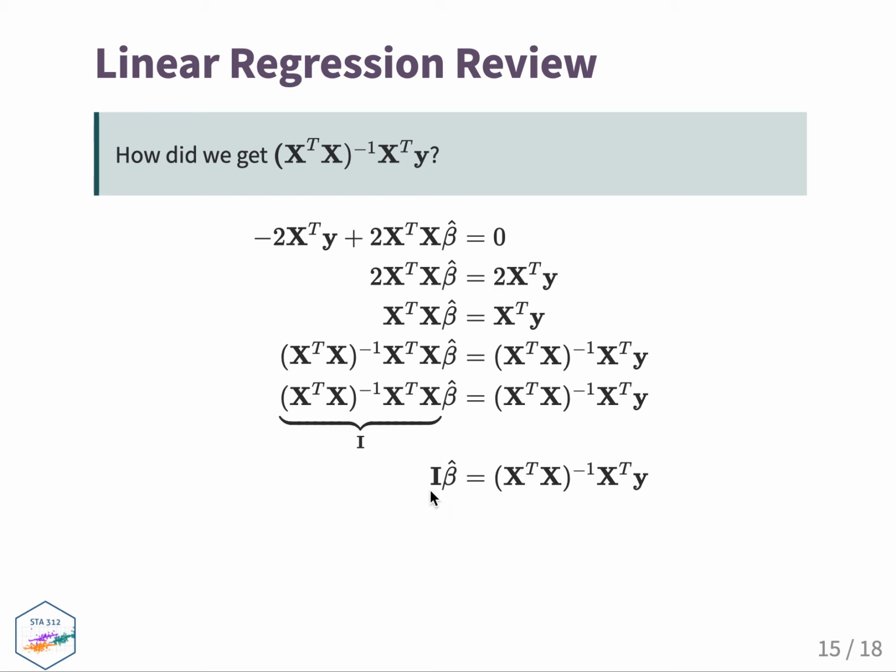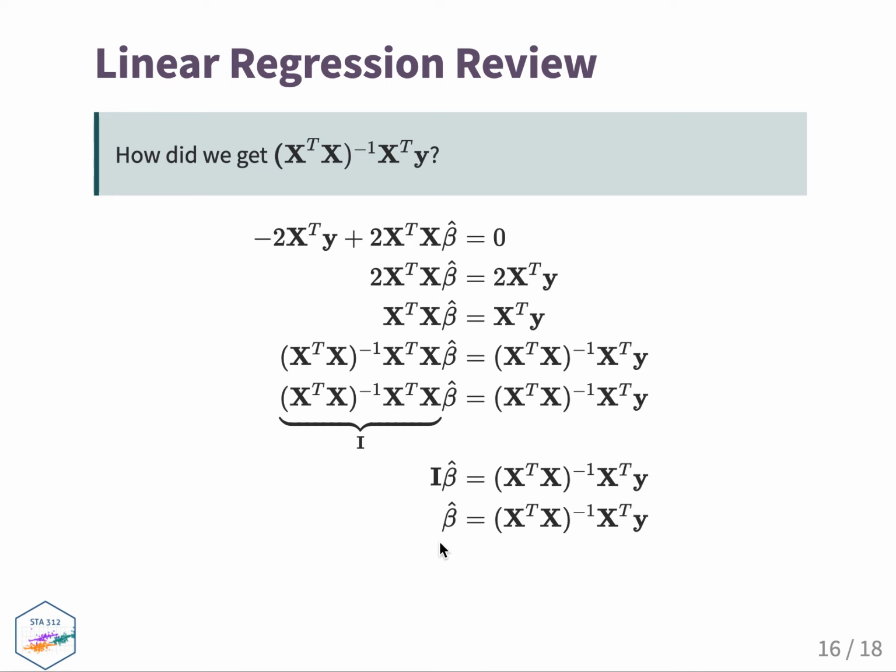And so then we end up with the identity matrix times beta hat equals x transpose x inverse x transpose y. And from that matrix fact, we know that the identity matrix times anything is just that thing itself, so we can get rid of that identity matrix, and we show that beta hat is X transpose X inverse X transpose Y. Okay, so now we've solved beta hat.